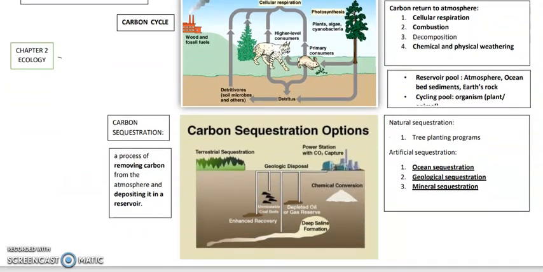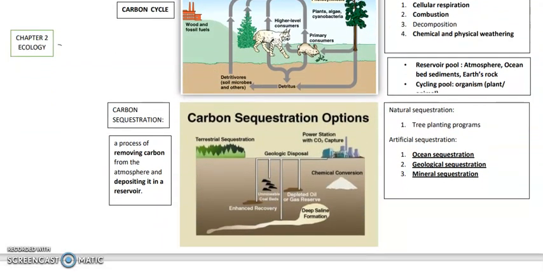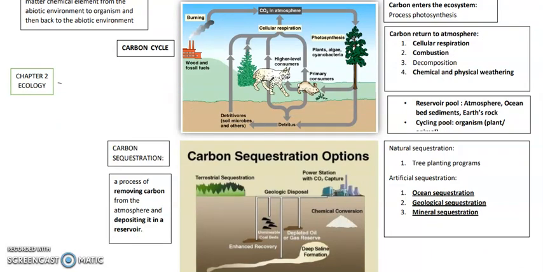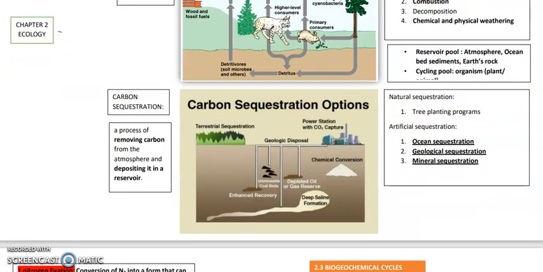Okay, second is about carbon sequestration. If you see this diagram, the carbon from the atmosphere enters the organism via one process only, which is photosynthesis. And ada tiga cara the carbon dioxide is returned back to the atmosphere. That means the atmosphere has a lot of carbon. So this is not good because it can lead to global warming. So how kita nak kawal supaya tak banyak sangat carbon dioxide dekat atmosphere? Itu kita panggil sebagai carbon sequestration, a process of removing carbon from the atmosphere and depositing it in a reservoir.